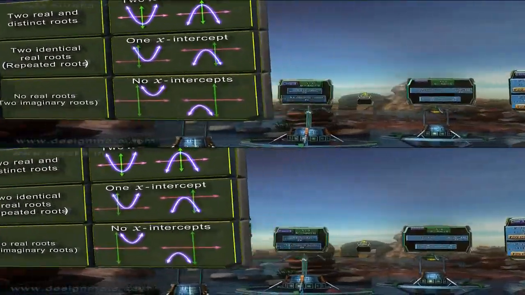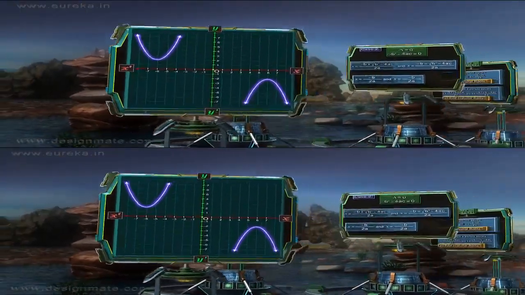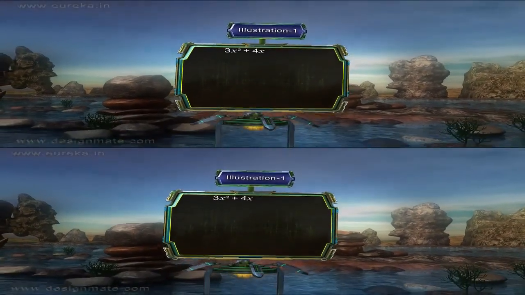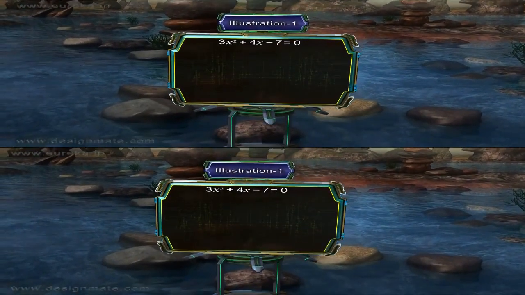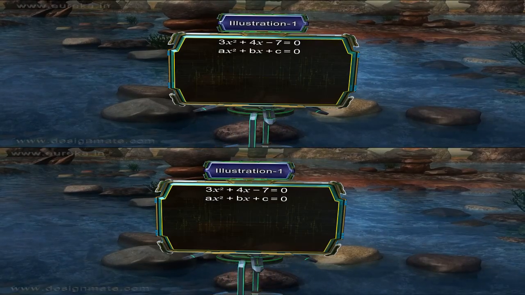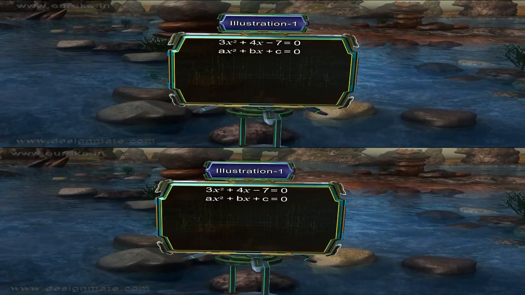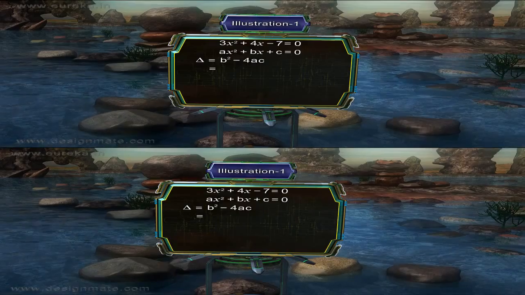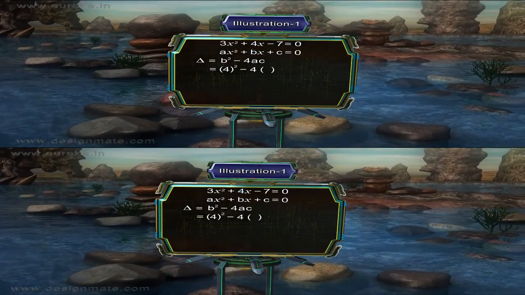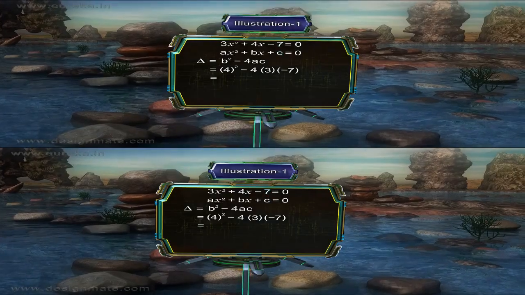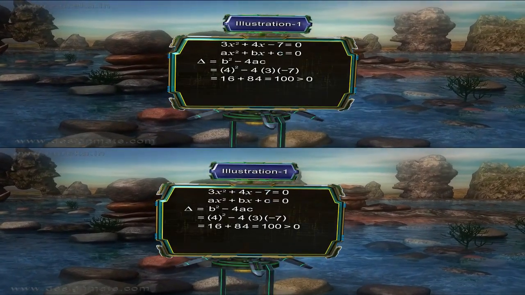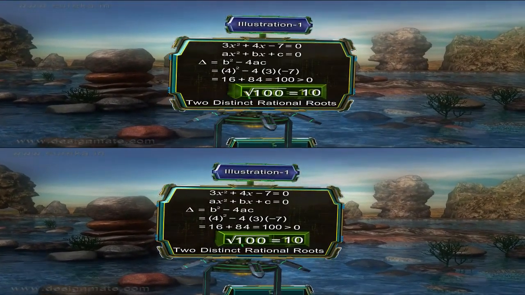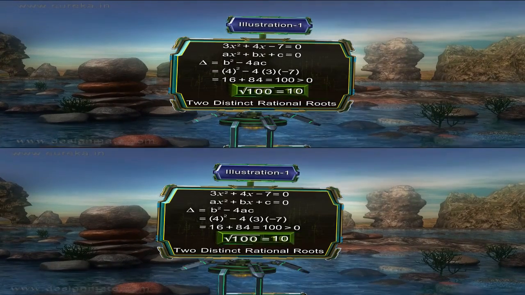Let us consider a few illustrations. To know the number and types of roots of an equation, 3x square plus 4x minus 7 equals 0, we will just calculate the discriminant. To know the types of roots, delta is equal to b square minus 4ac is equal to 4 square minus 4 into 3 into minus 7 is equal to 100, which is greater than 0 and is also a perfect square. Square root of 100 is 10. Thus, the equation has two distinct rational roots.